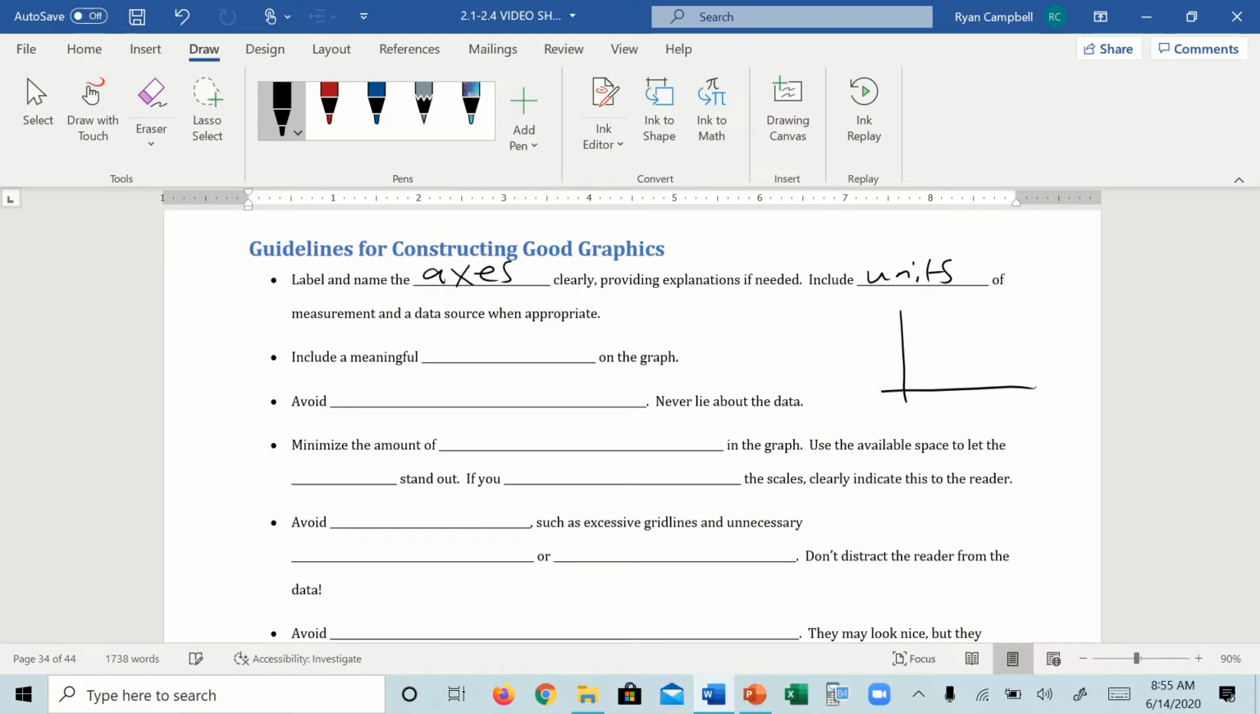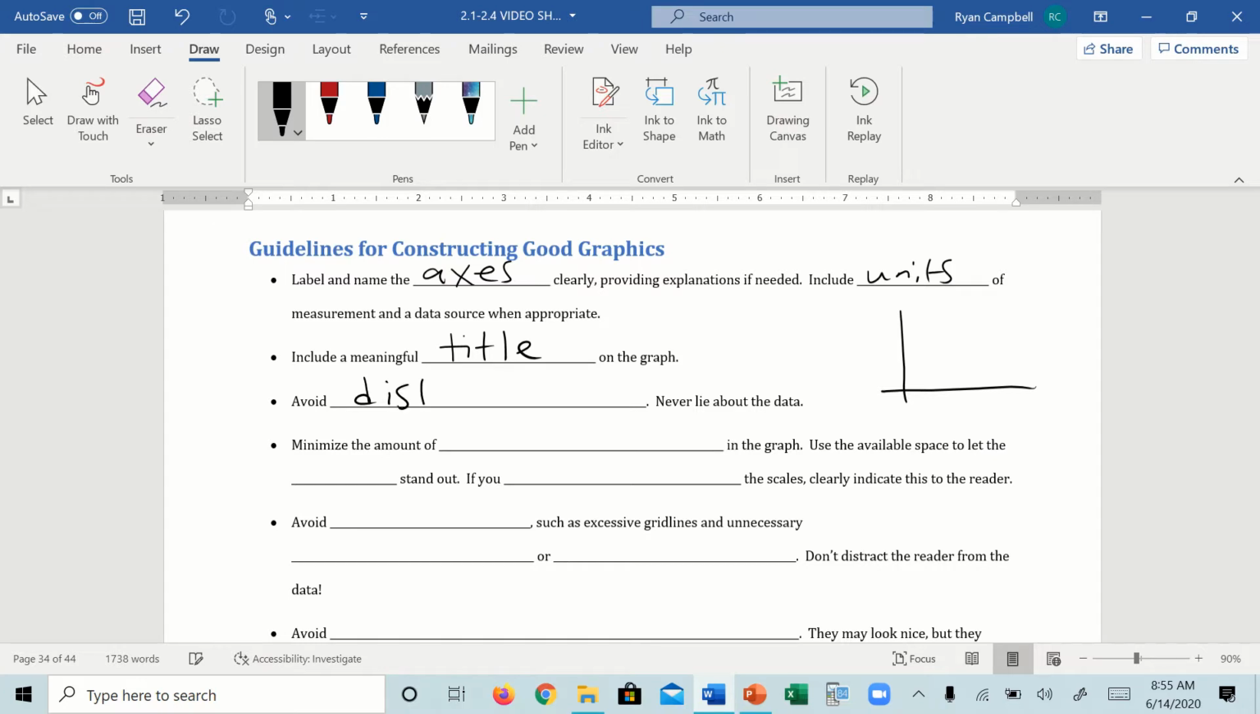So are we in miles? Are we in feet? Are we in degrees Celsius? That's always going to be important. So include a meaningful title, right? Just having a graph isn't going to be helpful if we don't know why we're having the graph.